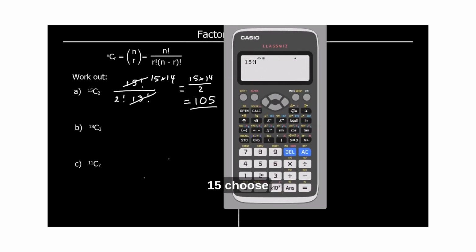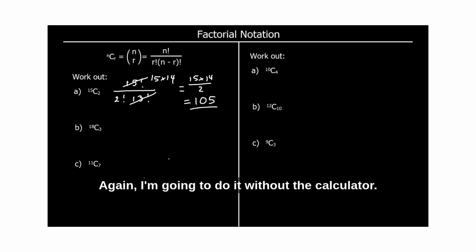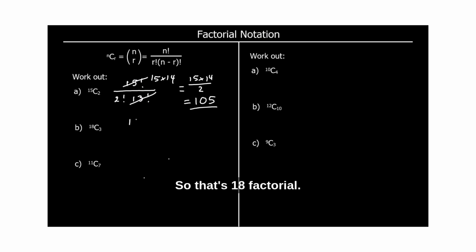15 choose 2, 105. 18 choose 3. Again, I'm going to do it without the calculator. So that's 18 factorial. That's n. R is 3.